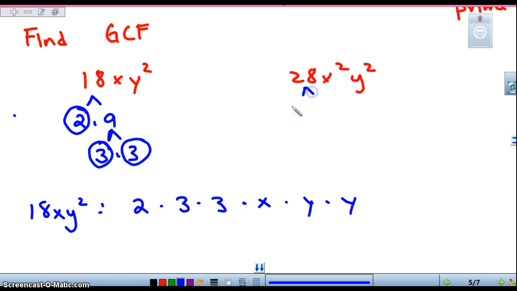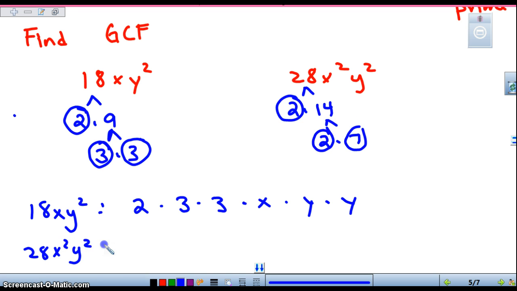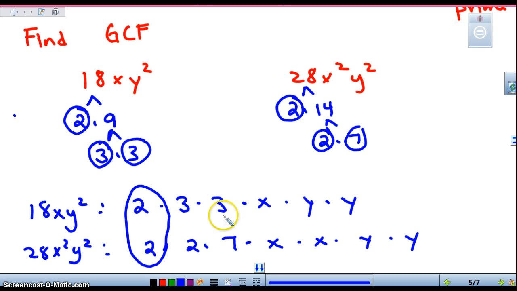And we can do the same for 28. 2 times 14, 2 times 7, and we can list them. 2 times 2 times 7 times x times x times y times y. Let's circle what they have in common, the 2, the x, and the y.